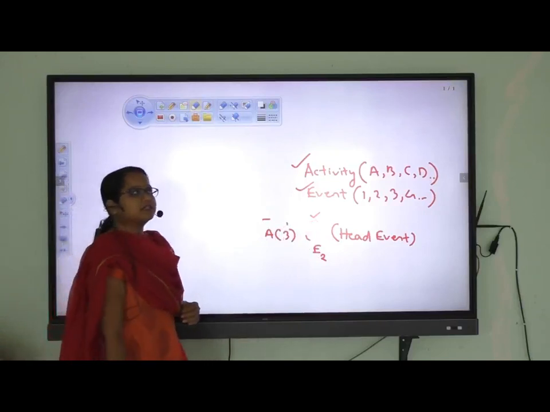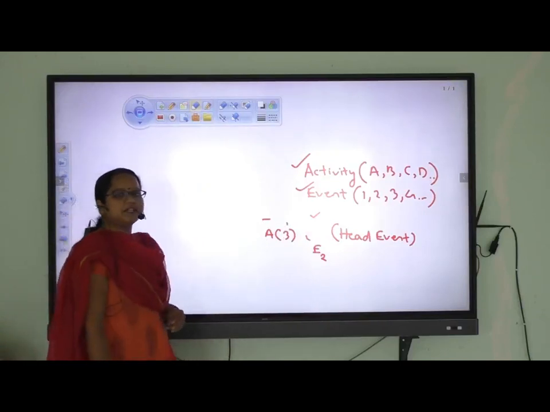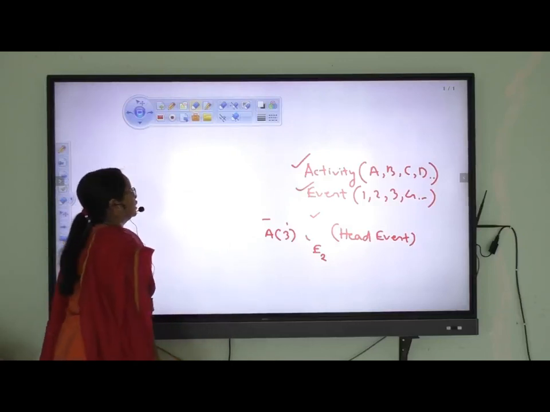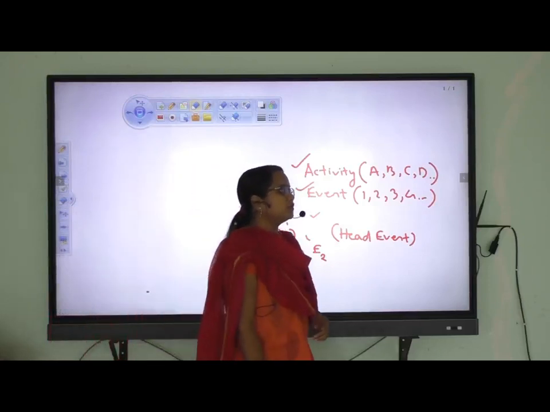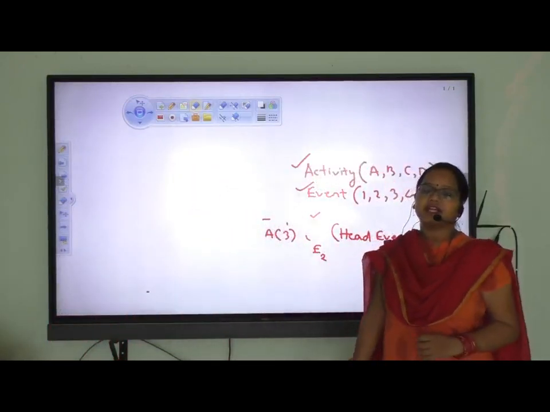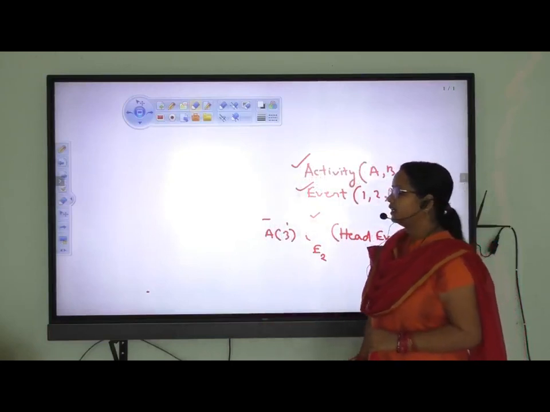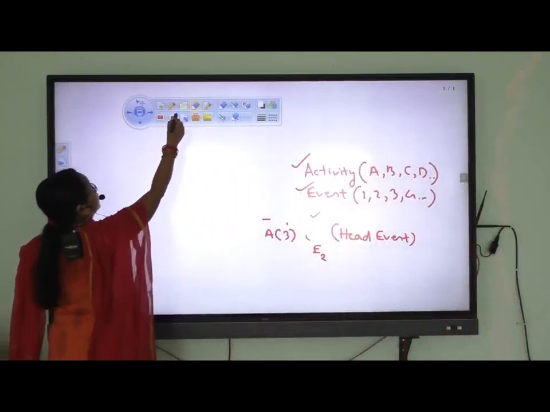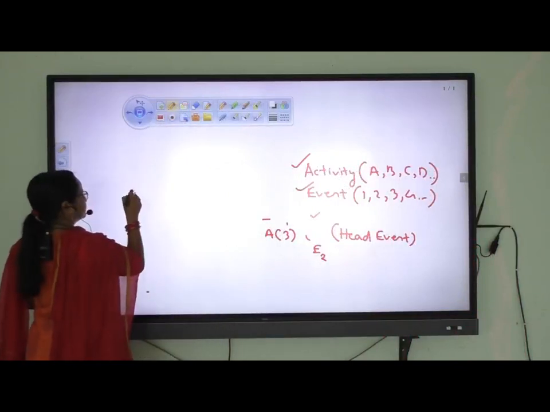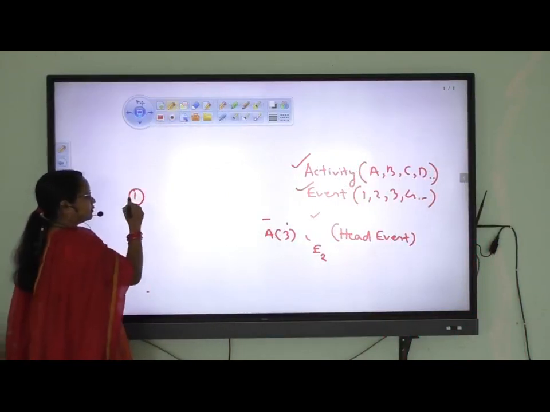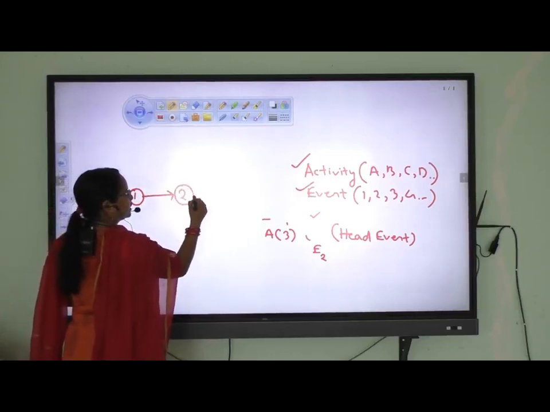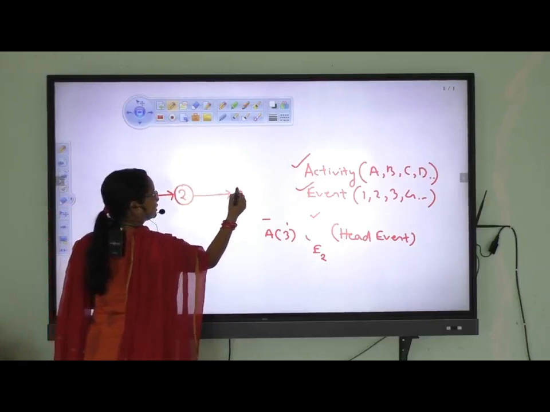The next part: there are two types of event. One is preceding event, another is succeeding event. First of all, we will know what is a preceding event and what is a succeeding event. There is an example. Suppose here event 1, then event 2, then event 3.